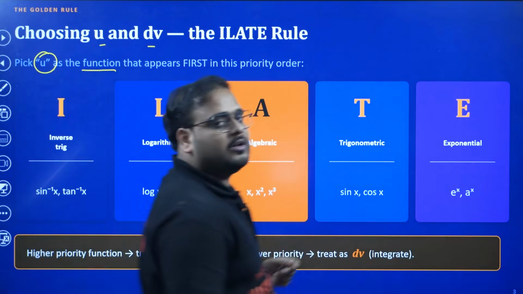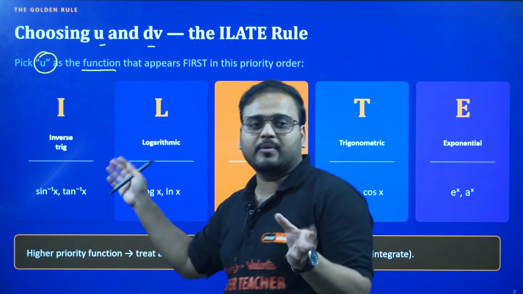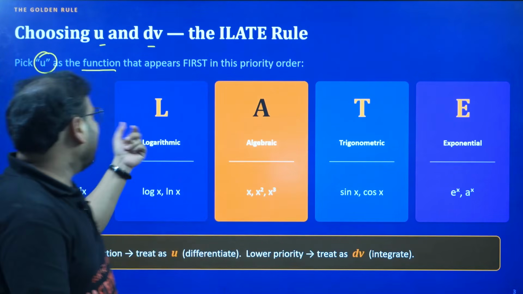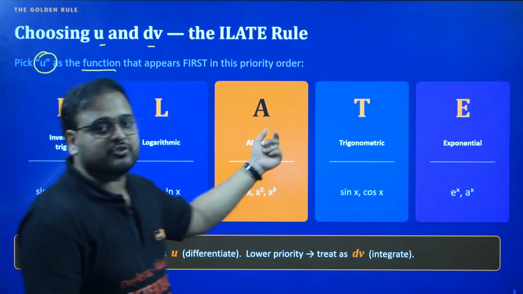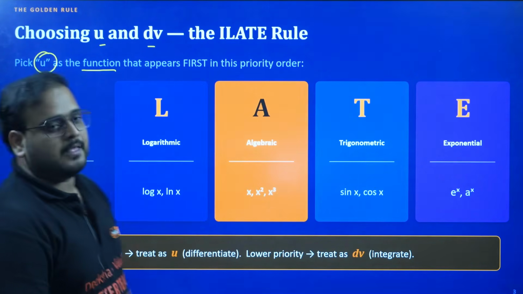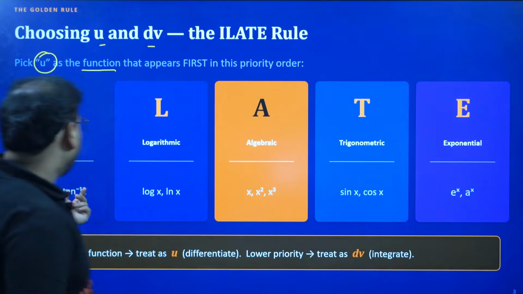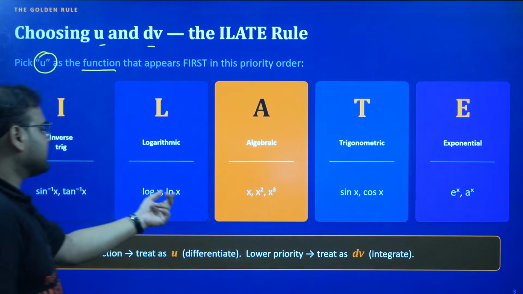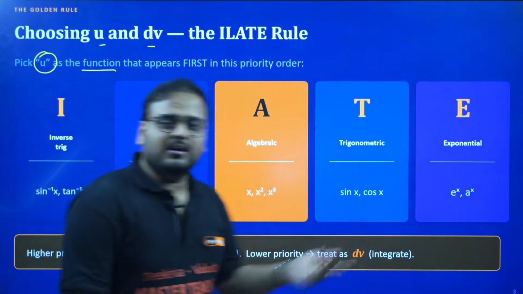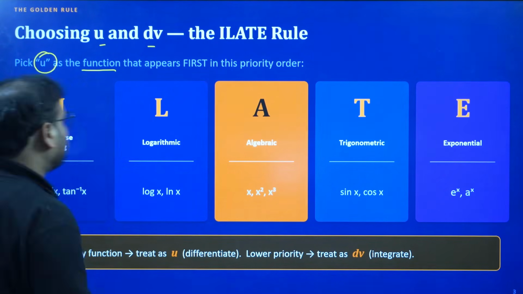Now the preference order, or the priority order, goes like this: I for inverse trigonometric functions, L for logarithmic function, A for algebraic function, which is always in the middle, T for trigonometric, and E for exponential function. This is the condition ILATE. Of course, the forms are sin inverse, tan inverse, log x, ln x, whatever is given over here. Based upon the question that is given, you're going to choose the first function.